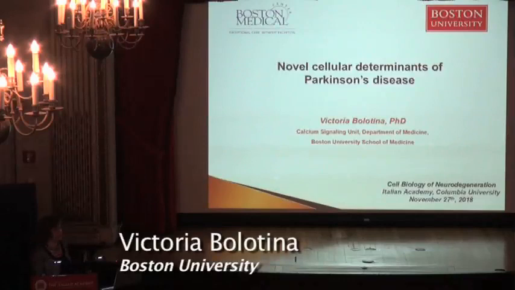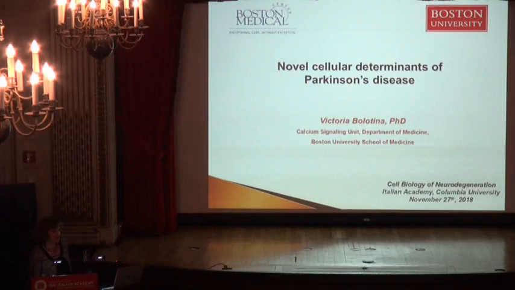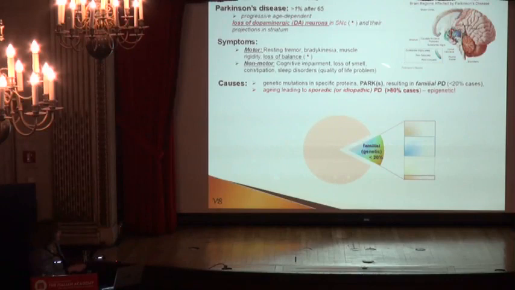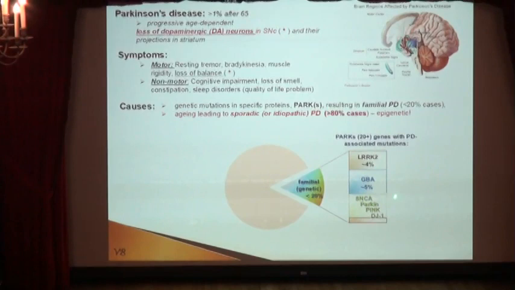And I would like to challenge a little bit of your imagination with my talk. I will be talking about novel cellular determinants of Parkinson's disease. Most probably all of you know what Parkinson's disease is. But what I would like to emphasize is that there are more than 20 genes already identified with Parkinson's disease associated mutations, including, of course, alpha-synuclein.